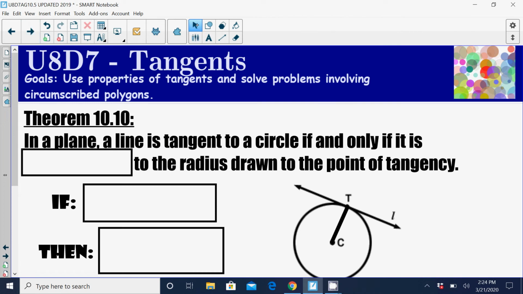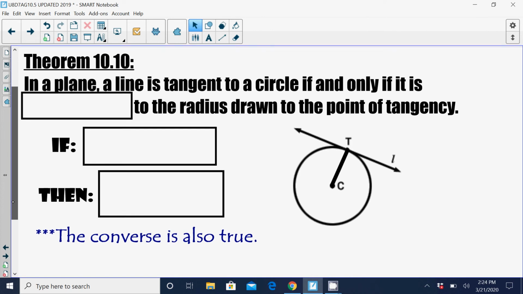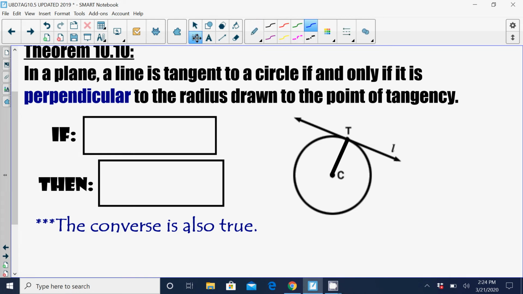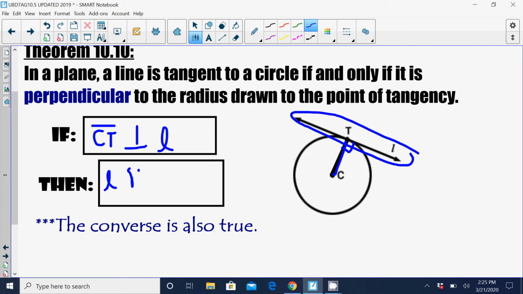Okay, so the first theorem says, in a plane, a line is tangent to a circle if and only if it is perpendicular to the radius drawn to that point of tangency. So basically, when I look at this diagram, I can see that line L is my tangent. So this is my tangent right here. And they're saying that this line is tangent to the circle if and only if this radius, which is segment CT, is perpendicular. So what I can say is if CT is perpendicular to line L, then I can assume L is tangent.